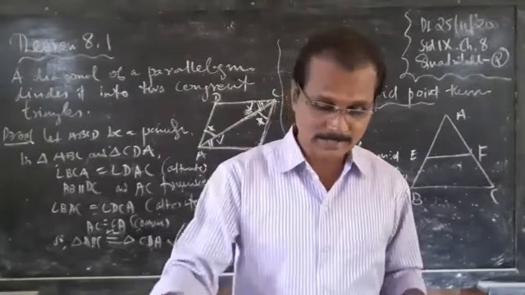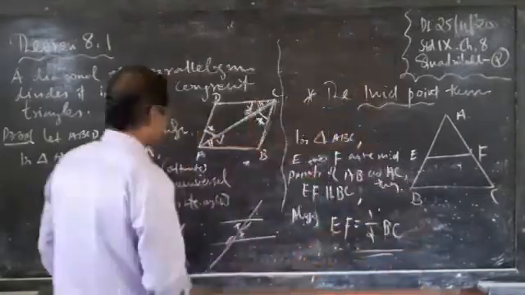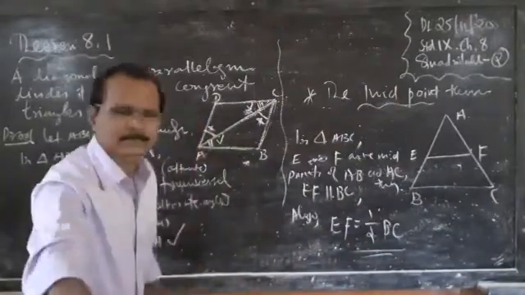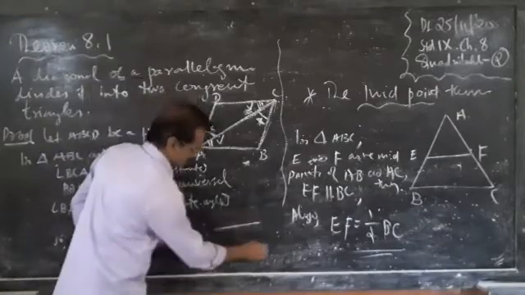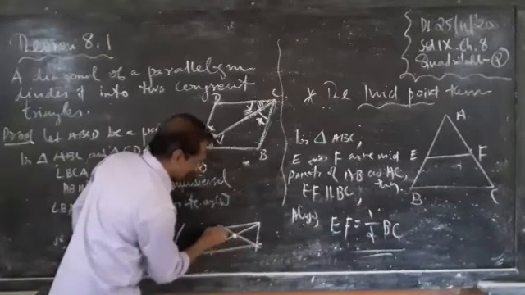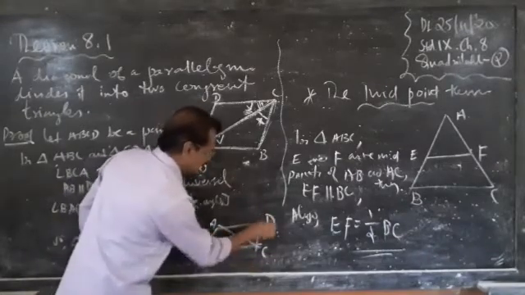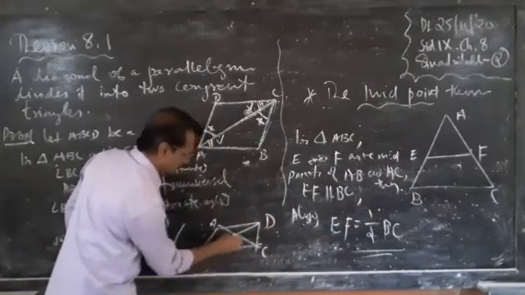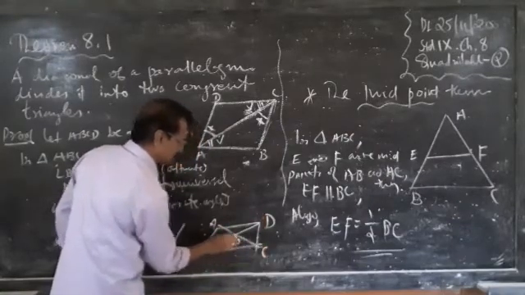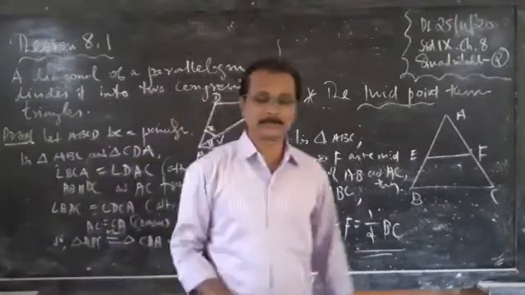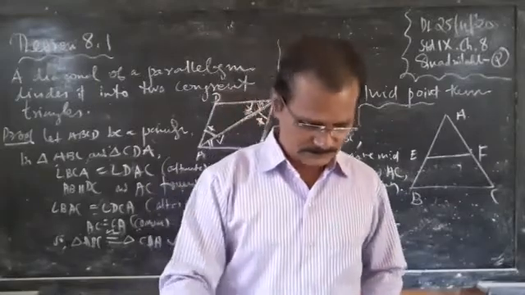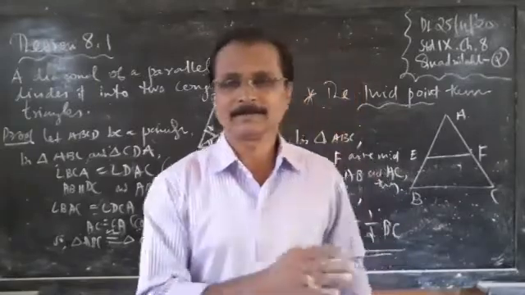In a parallelogram, if two diagonals are there, bisecting each other means the two diagonals bisect. The points are A, B, C, D, and the center point P. That means P is the center point of BD as well as the center point of AC. That is bisecting. P is the center point, bisecting each other. Then these all are the important results.